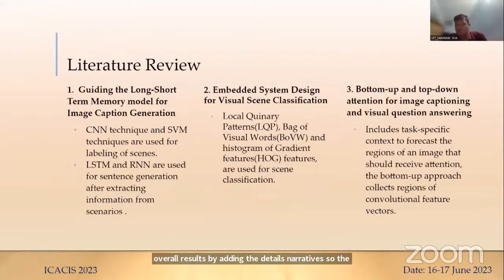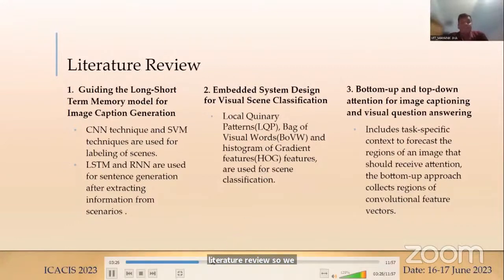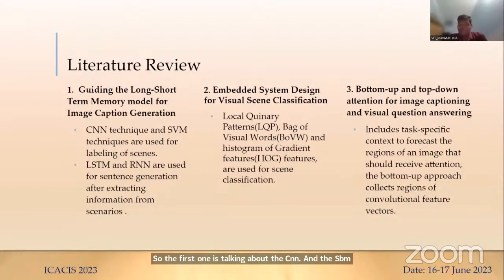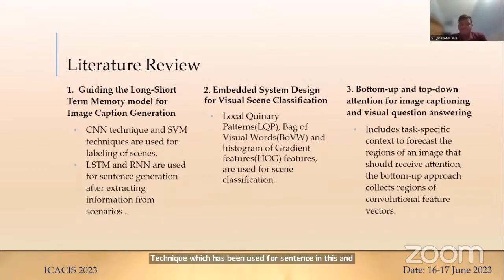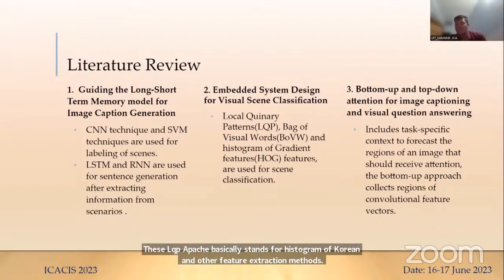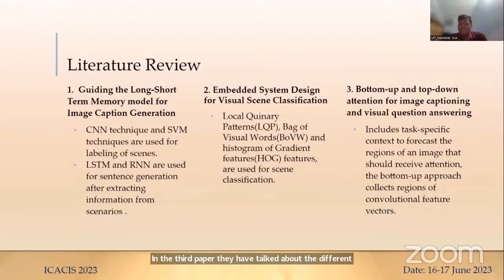To talk about the literature review, we have mentioned the 6 papers which we have gone through. The first one talks about the CNN and SVM technique used for the labeling of scenes, and the LSTM and RNN technique which has been used for sentence generation. In the second paper, they have talked about different feature extraction techniques such as HOG and LQP. HOG basically stands for histogram of gradients, and other feature extraction methods. In the third paper, they have talked about different approaches, which are basically bottom up and top down approaches, to image caption recognition.